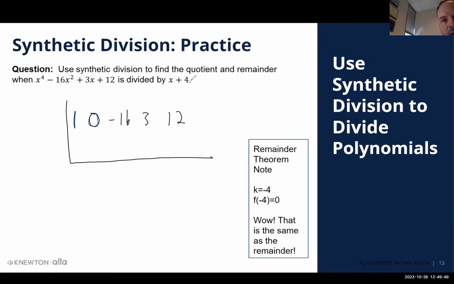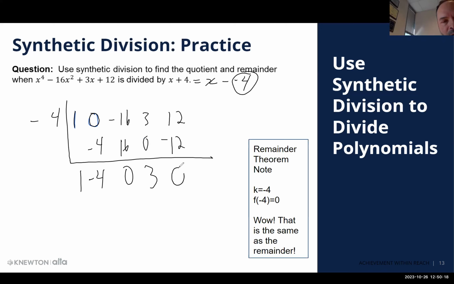And then the x plus 4, I want to rewrite as x minus -4, because what I want to use is a -4. So I'm going to bring down the 1, multiply the -4 and the 1, that gives me a -4. 0 plus -4 is a -4. -4 times -4 is positive 16, so this is going to be a 0. -4 times 0 is 0. 3 plus 0 is 3. -4 times 3 is -12. My remainder is 0.